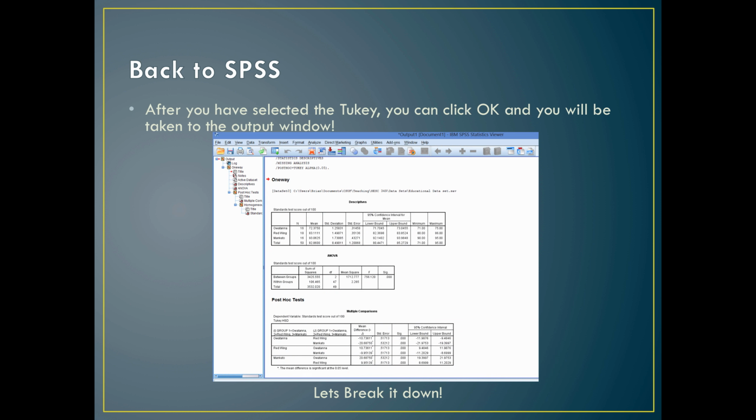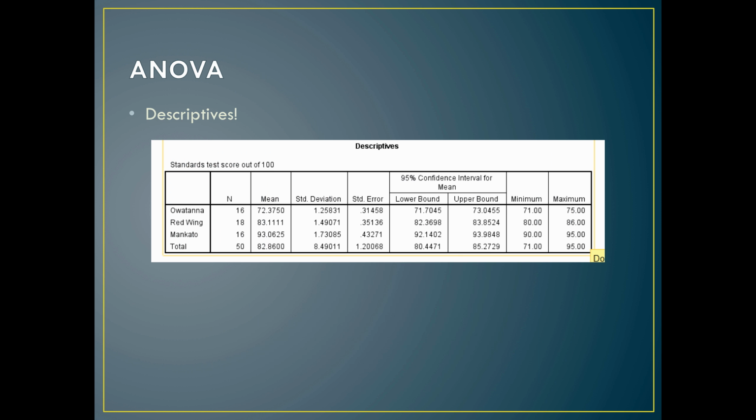So let's see the output. So the moment you run ANOVA, this is the full output you're going to be getting. Now let's take a look a little bit closer. So this is going to be your descriptive tables, right? So this is just what describes your different variables. So apparently here you have three cities, Owatonna, Red Wing, and Mankato. Here you can see their size. Owatonna has 16 participants, Red Wing 18, Mankato 16, so your total N is 50.